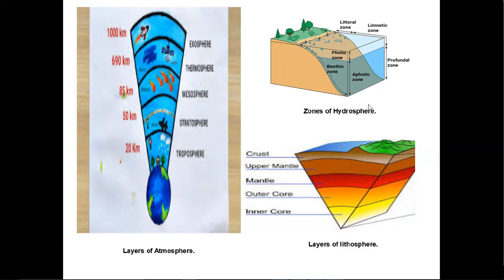There are several zones, and here you can see different layers of the lithosphere. The upper layer of the earth is known as the crust, and just below the crust the mantle is there, the upper mantle is there, then the lower mantle, then below the mantle the outer core is there, and below the outer core the inner core is there.